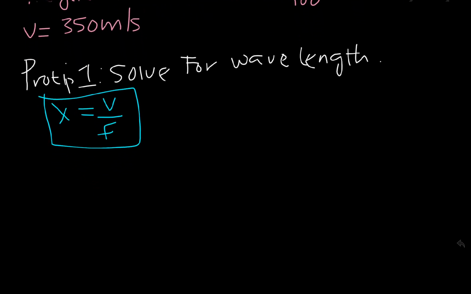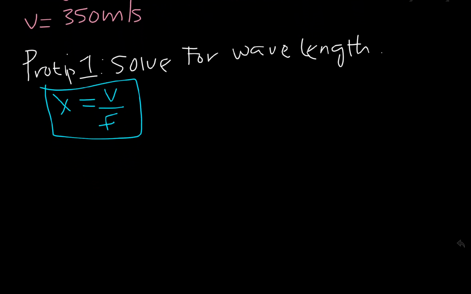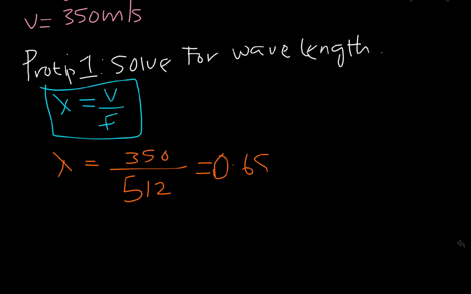And next thing to do is to plug in our data. Wavelength equals, our velocity is 350 and our frequency is 512. So I'll just go ahead and punch the calculator. 350 divided by 512 gives me 0.68 meters.